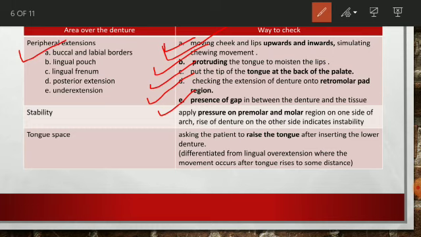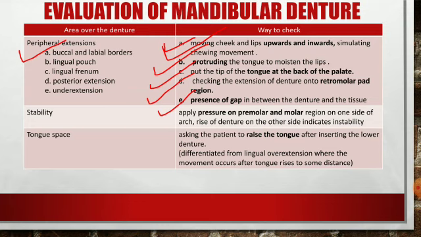Followed by stability. How are we supposed to check the stability of the denture base? We are supposed to apply pressure on the premolar and molar region of one side of the arch, and rise of the denture on the other side indicates instability. For example, if you apply pressure on the premolars and molars of the right side, and the denture on the left side gets lifted up, in that case your conclusion is the denture is unstable on the left side. Whichever side you apply the pressure, you check the stability of the opposite side.